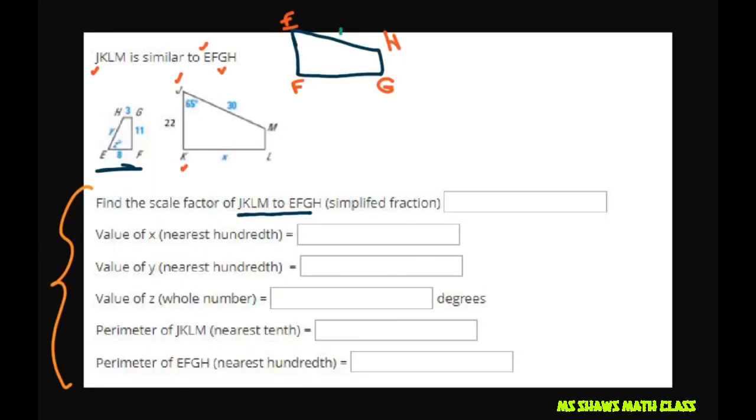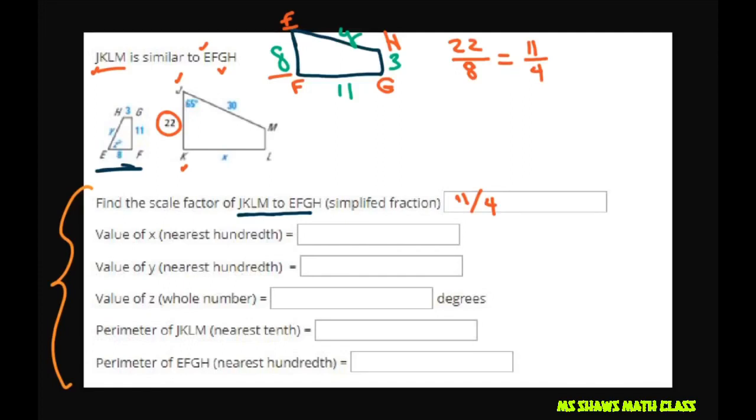So I have Y right here. GF is 11. And HG is 3. And EF is 8. So looking at these two to get the scale factor, and I want to do it from this one, I'm going to use these two numbers. So that's 22 to 8. And if I reduce this, that's going to give me 11 to 4. So I'm going to write it as 11 to 4.